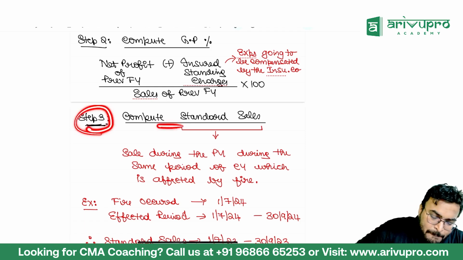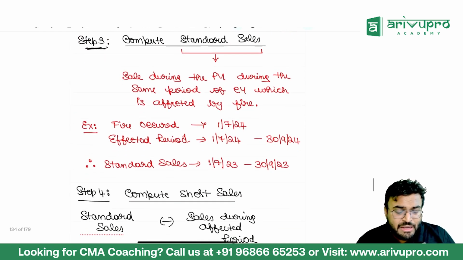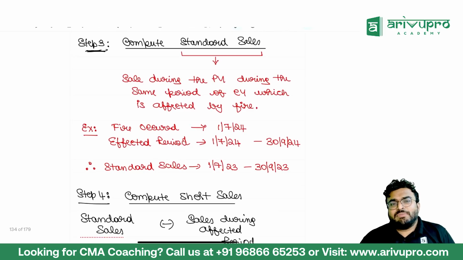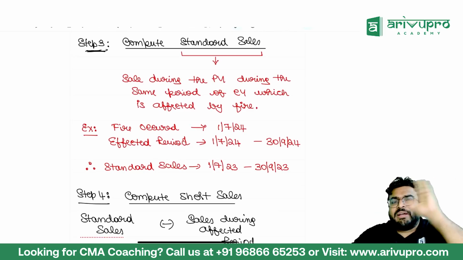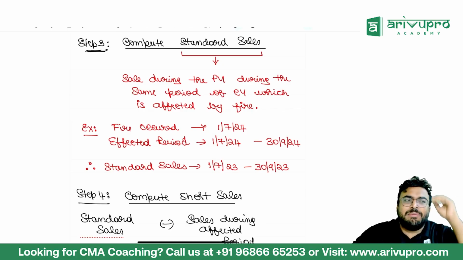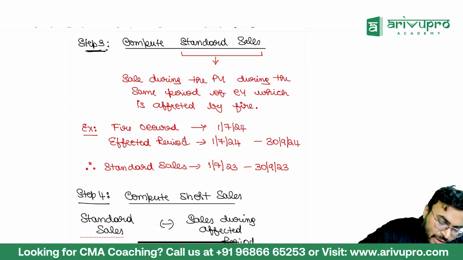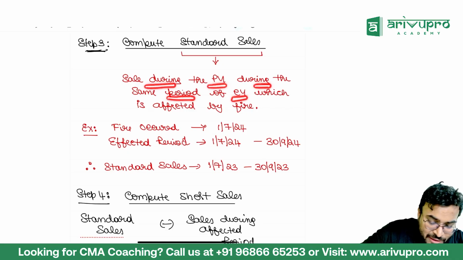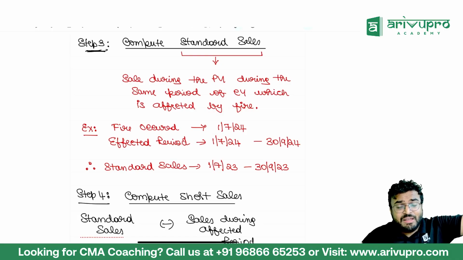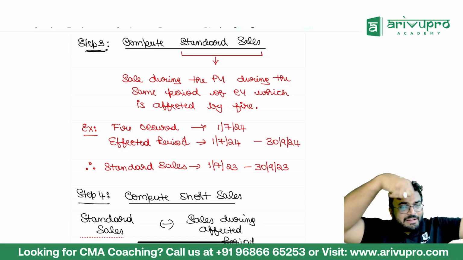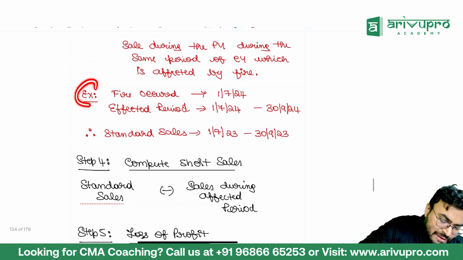Step 3, compute standard sales. Is this clear? Now, standard sales means what? Last year, same time. Understand this. Standard sales means sales during the previous year, during the same period of the current year which is affected by fire. Take this example.